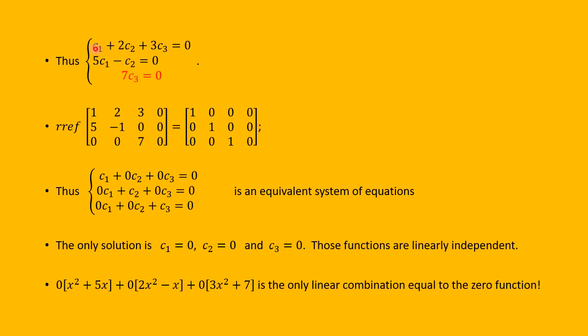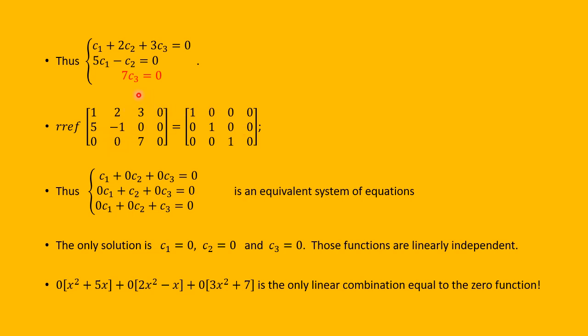If you look at the coefficients on this first equation, 1, 2, 3, and the right-hand side 0, that's what we have here in the first row, 1, 2, 3, 0. Similarly, this second equation gives us the second row. This third equation, 0c1 plus 0c2 plus 7c3 equals 0, is this last row, 0, 0, 7, 0. If we apply the reduced row echelon form function to this matrix, we get this matrix.